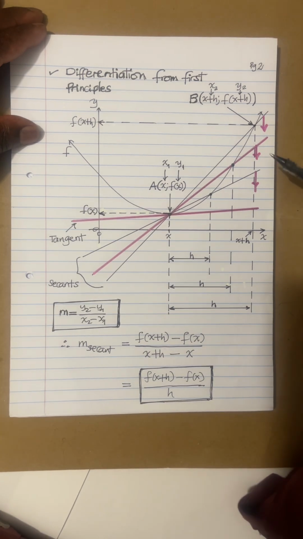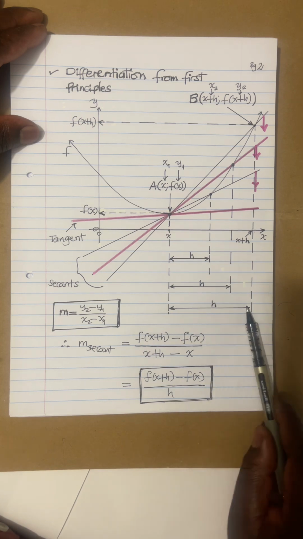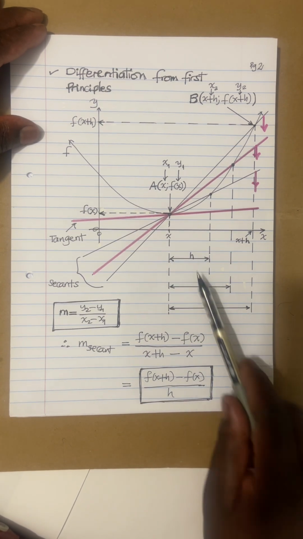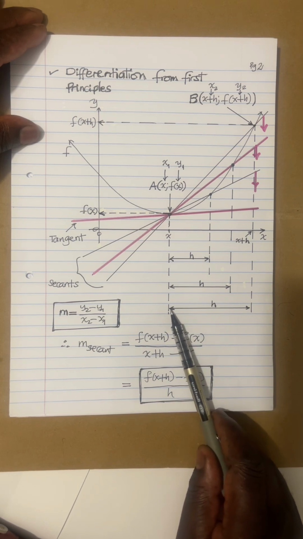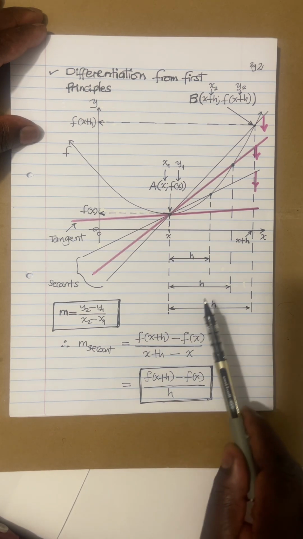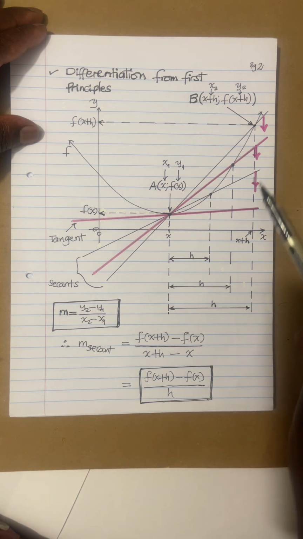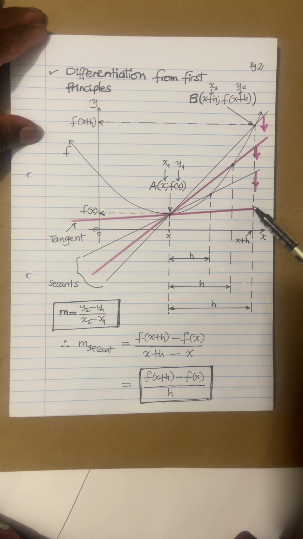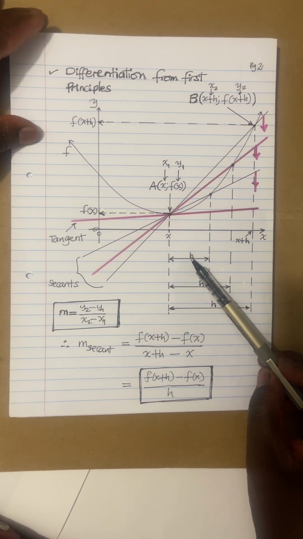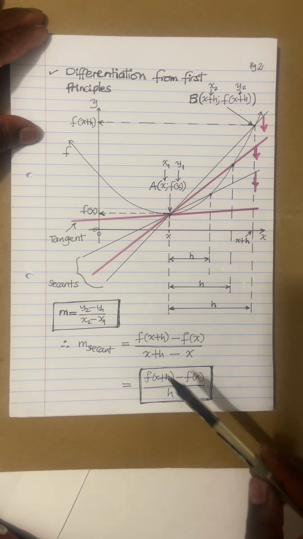But I want you to notice something. As the secant moves down into the position of a tangent, the value of h decreases. So I put h to show you that h is a variable. It changes. So the original value of h will be that distance. And as I move the secant down, the value of h will become that distance. And as I continue, it will be that distance. And eventually, when the secant becomes a tangent, the value of h becomes 0. So as the secant approaches the tangent, the value of h approaches 0.